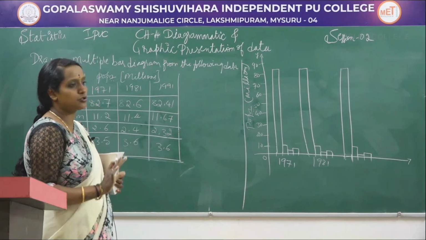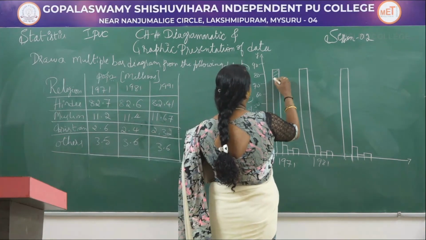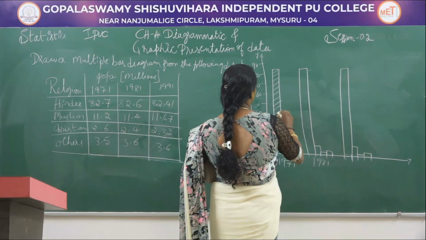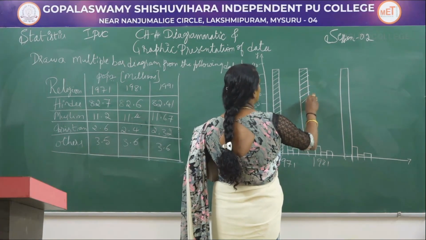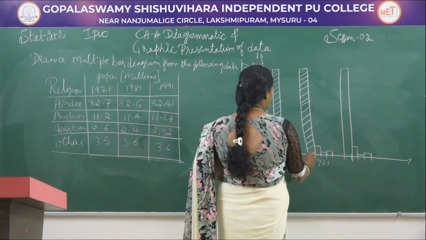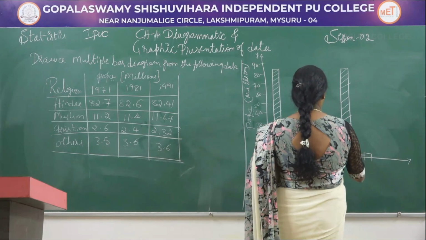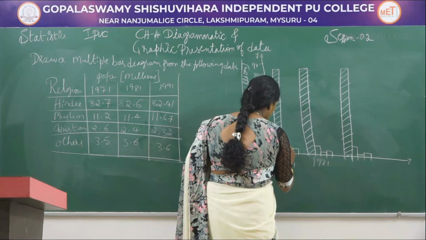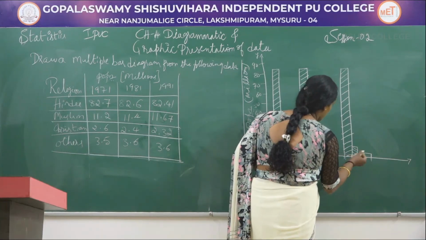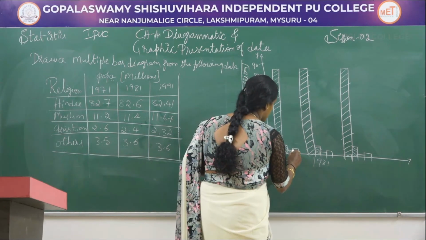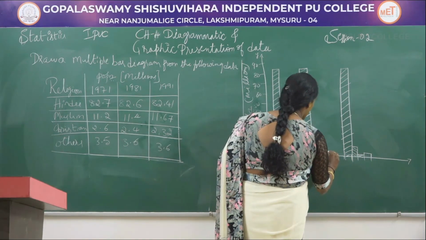We have to give different shades to show how we are differentiating. So for Hindus, I'll give one shade. For all the Hindu population columns, I'll give the same shade so that you can easily understand. And for Muslims, this will be like this. Whatever you want, you can give. Simply I have given whatever I want. Here I'll put just a cross for Muslims. And for the blank one, I'll write like this.